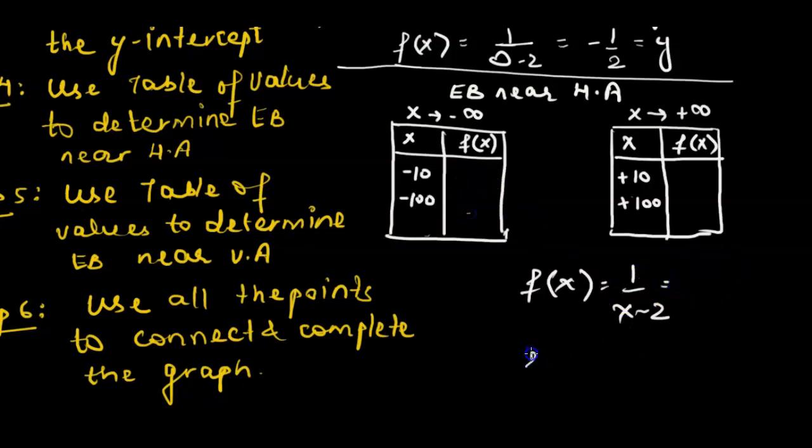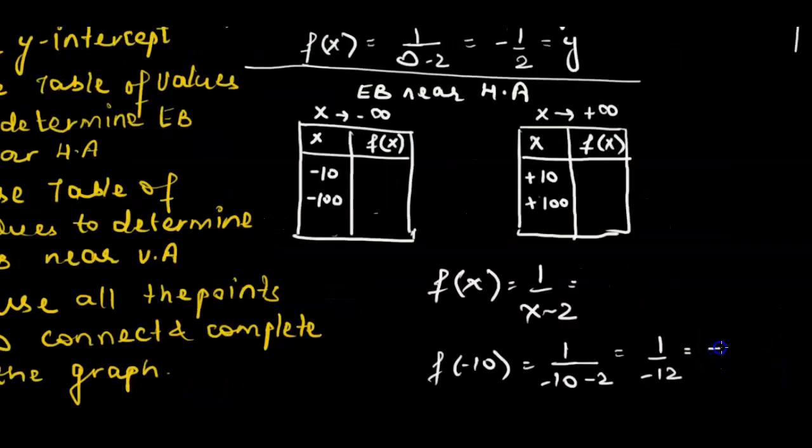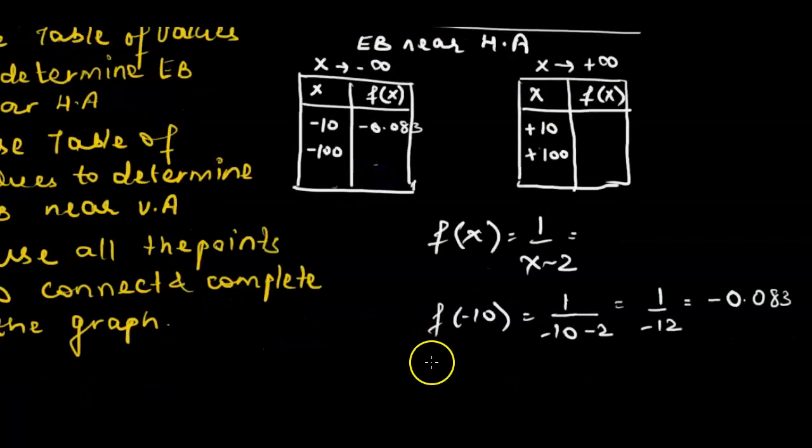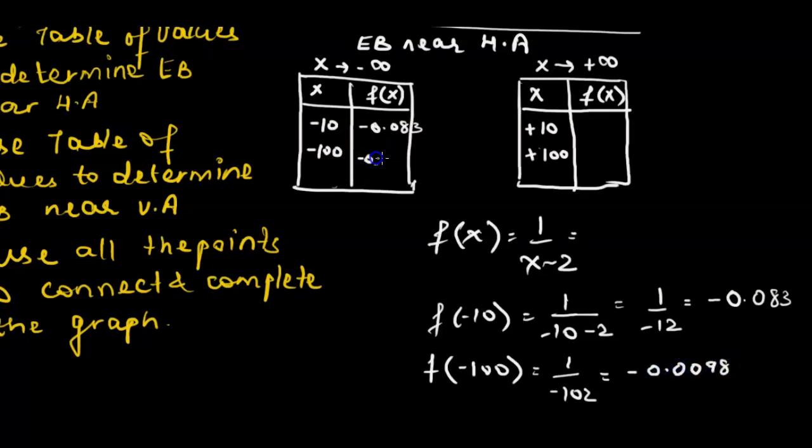So if we put in x as negative 10, we would get 1 over negative 10 minus 2, which is 1 over negative 12. We can change it to decimals, and this gives us negative 0.083 that we can put here. Similarly, we can get the value of f of negative 100, that is 1 over negative 102. That would be equal to negative 0.0098. We can write that here, negative 0.0098. We notice this value has gone really small compared to this one.